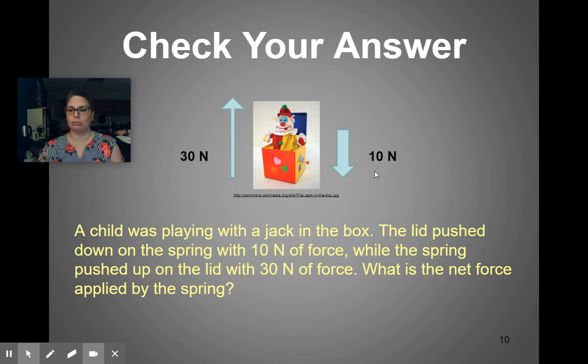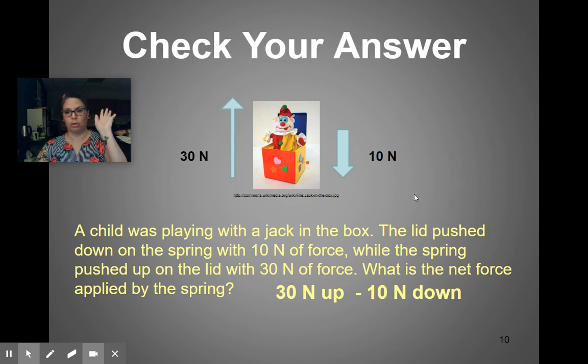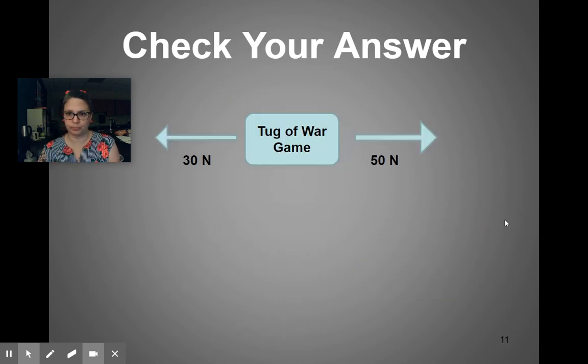So 30 minus 10, 30 newtons going up versus 10 newtons going down, we subtract that, and that's going to be 20 newtons, but that's not the whole answer. You do need to say in what direction is movement, because these are unbalanced forces, so the net is not going to be zero. If the net's not zero, you need to say what direction the object is moving. So in this case, the lid is moving up. So 20 newtons up.